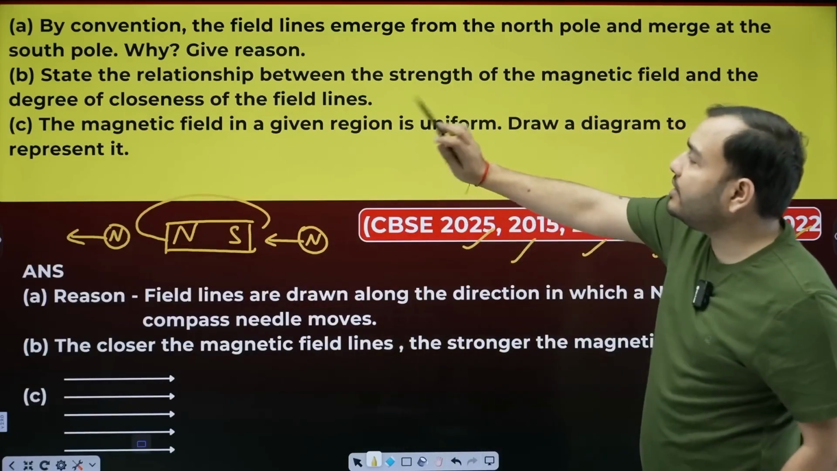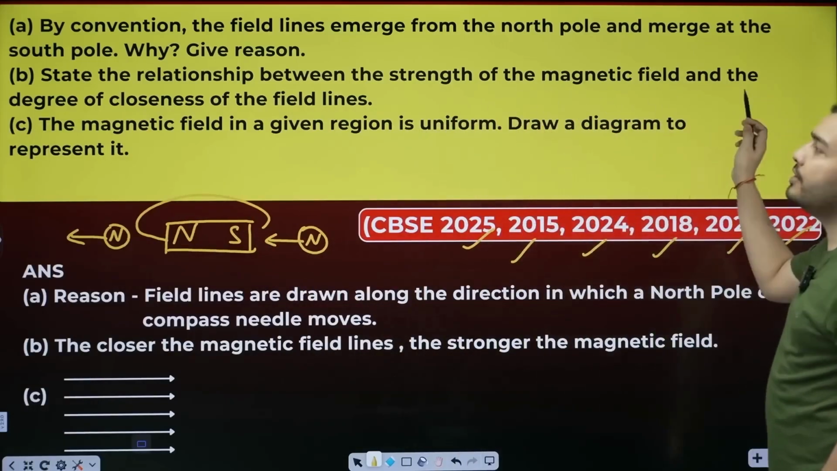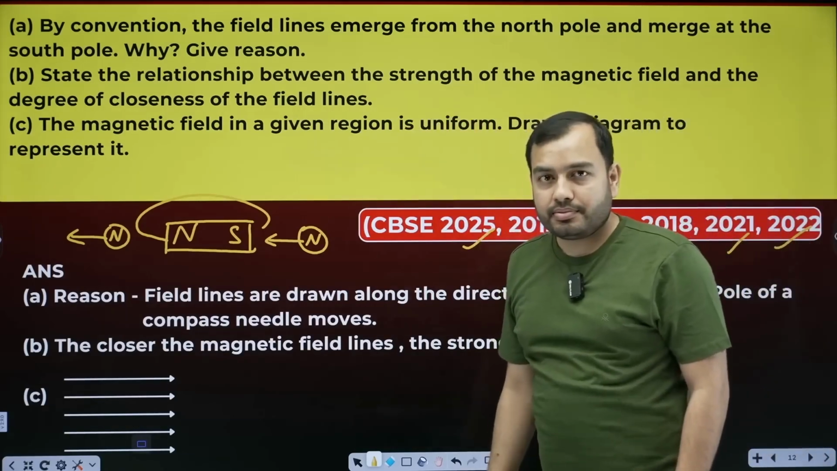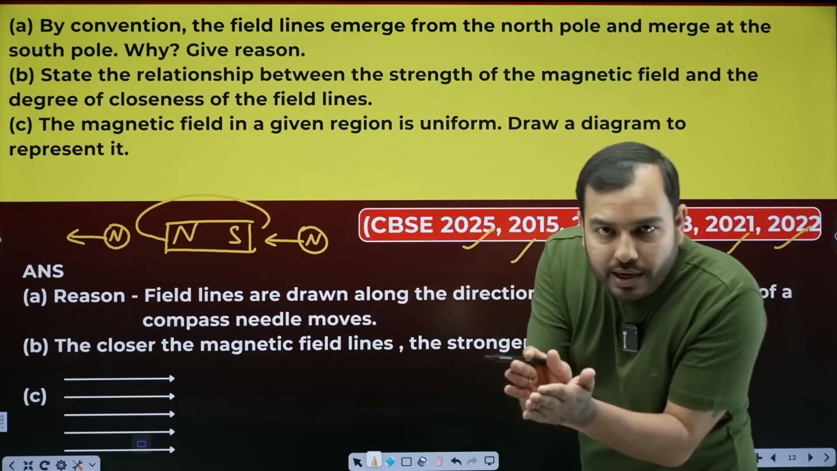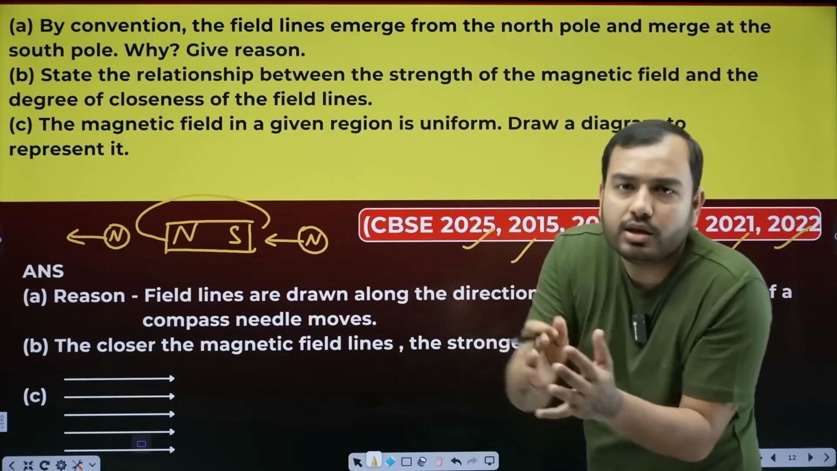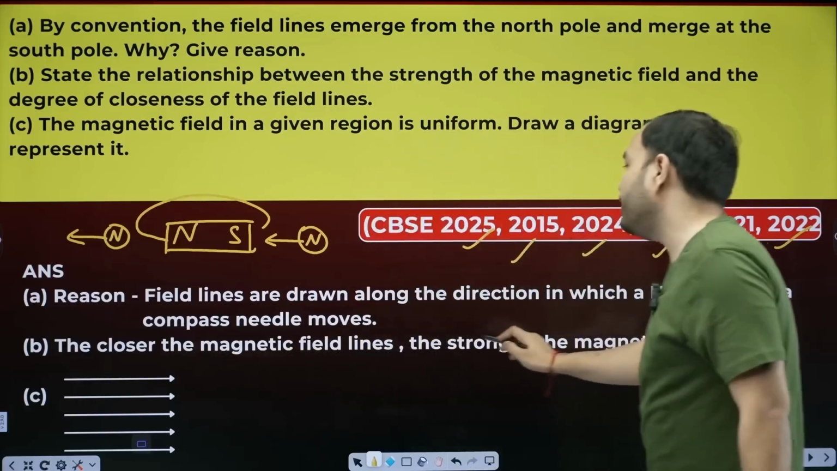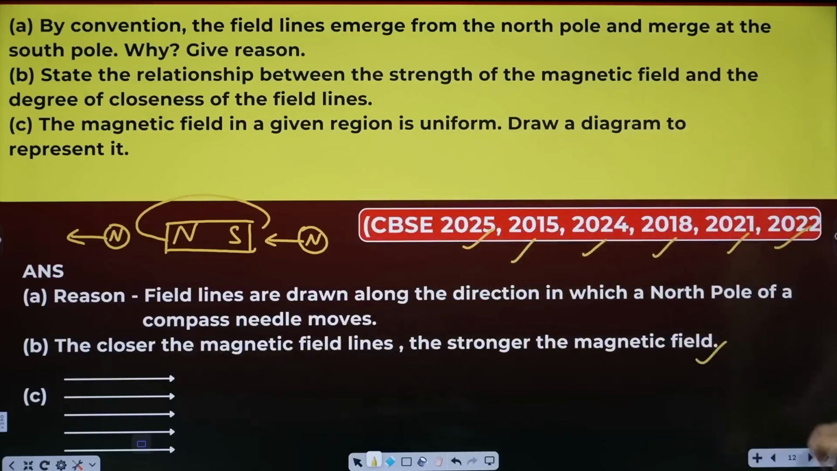Next. State the relationship between the strength of the magnetic field and the degree of closeness of the field lines. The closer the field lines are, the stronger the magnetic field. The further apart they are, the weaker it is. Now think, I write a point 1 here and 2 here. Where is the field line strong? At 1, the field lines are close.